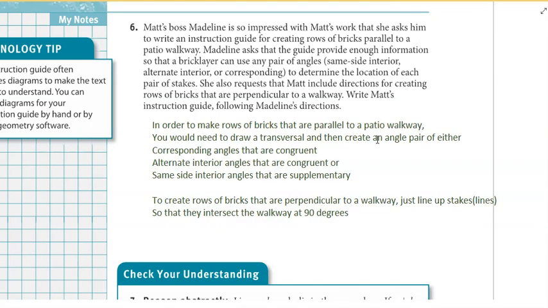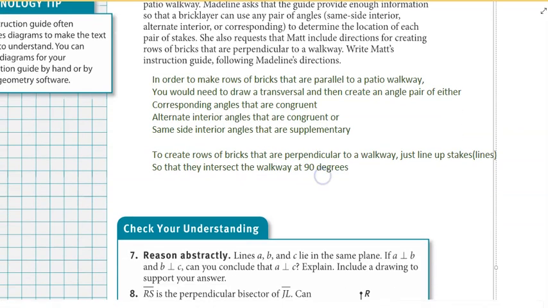All right, here we have the answer for 6. In order to make rows of bricks that are parallel to a patio walkway, you need to draw a transversal and then create an angle pair of either corresponding angles that are congruent, alternate interior angles that are congruent, or same side interior angles that are supplementary. To create rows of bricks that are perpendicular to a walkway, just line up stakes or lines so that they intersect the walkway at 90 degrees. That way they make sure they're perpendicular. Any additional lines you make also need to intersect at 90 degrees.